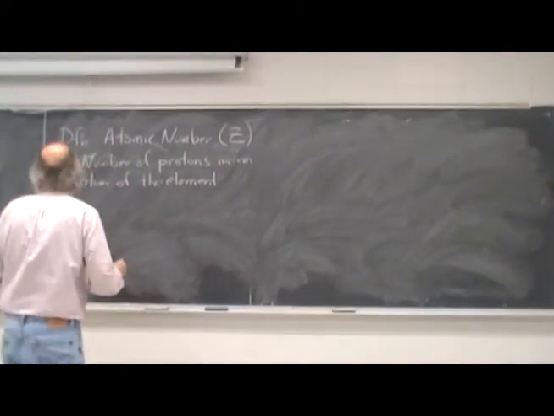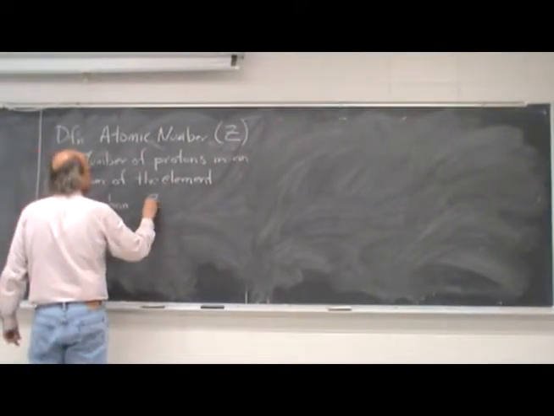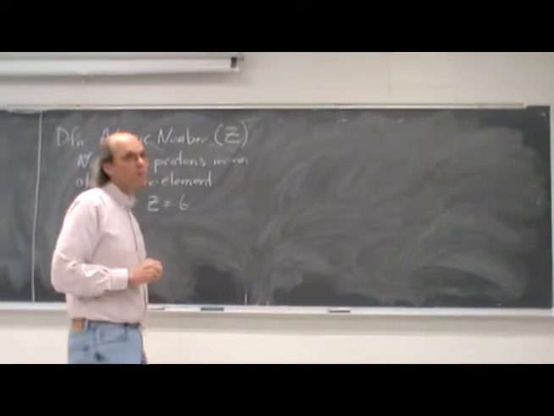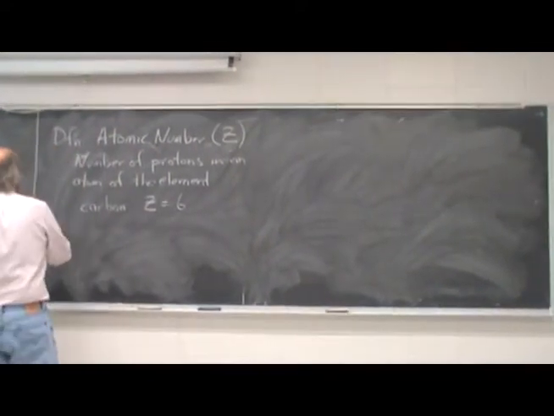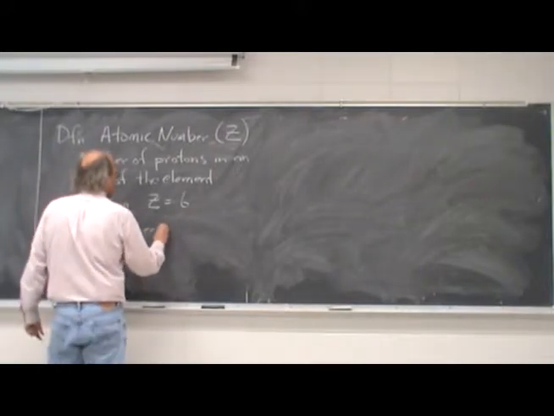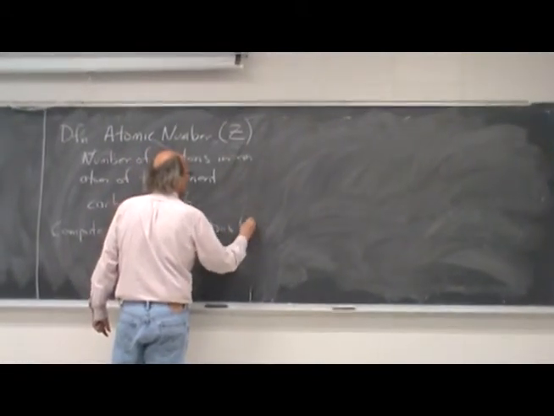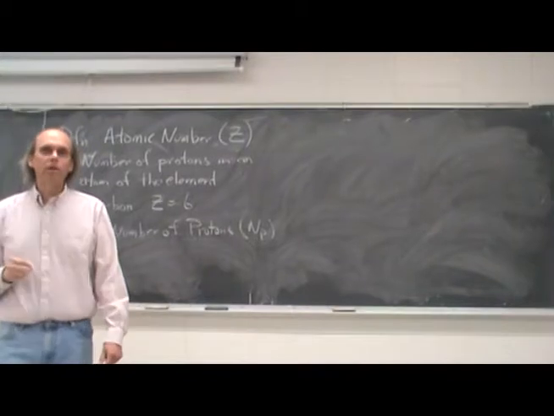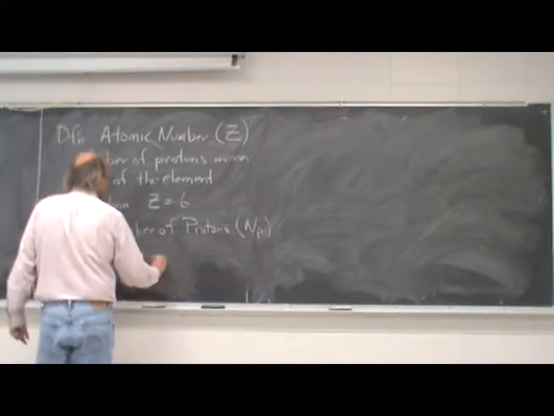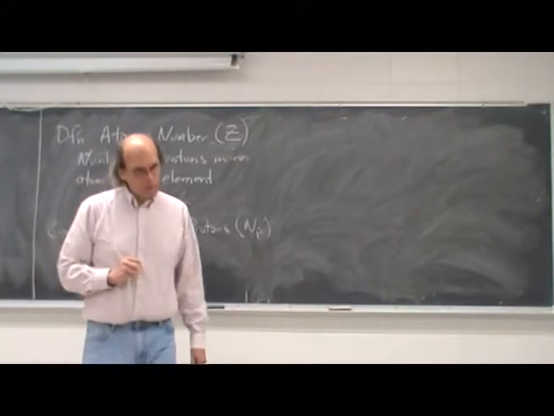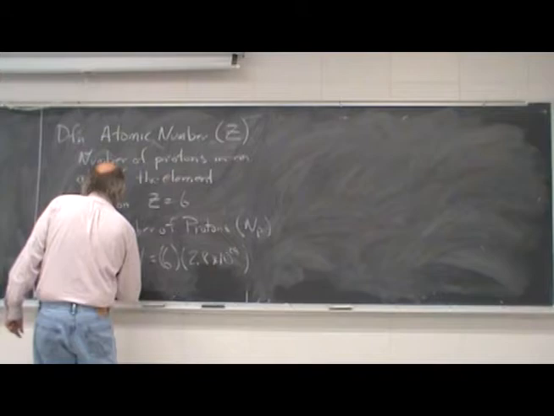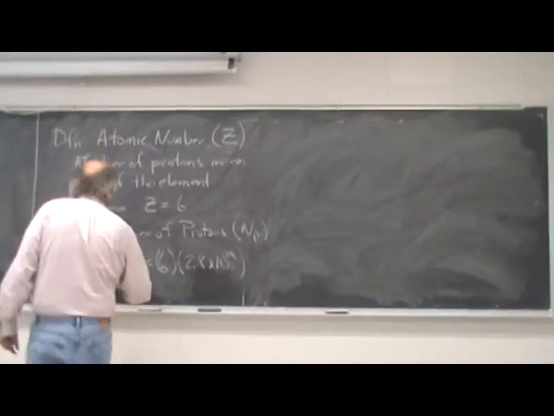So, for carbon, Z is 6. That means that every atom of carbon has to have 6 protons. If you have different than 6 protons, you're not carbon. So with this, we can compute the number of protons in the briquette. We'll use n sub p for the number of protons, and it's just the atomic number times the number of atoms, which is 6 times 2.8 times 10 to the 24, which is 1.7 times 10 to the 25 protons.